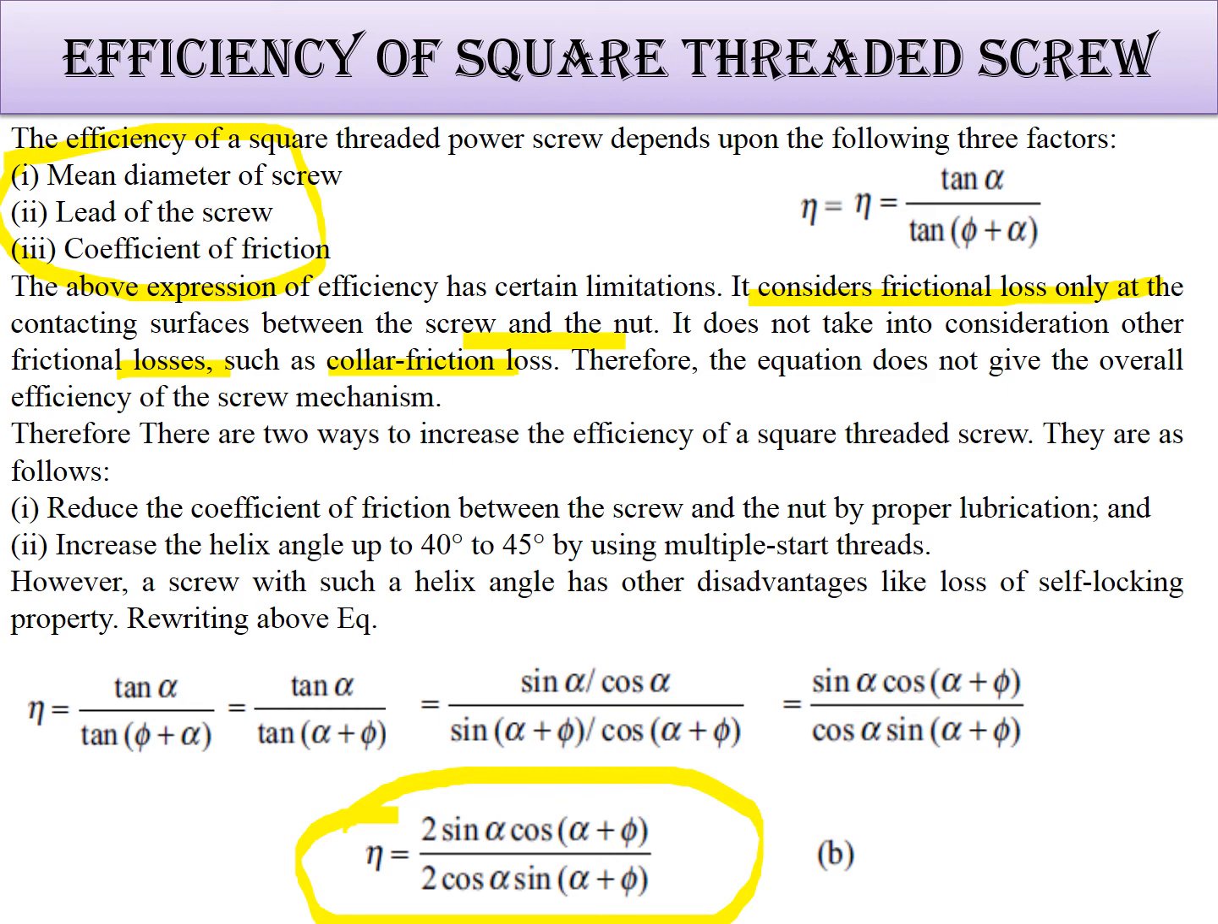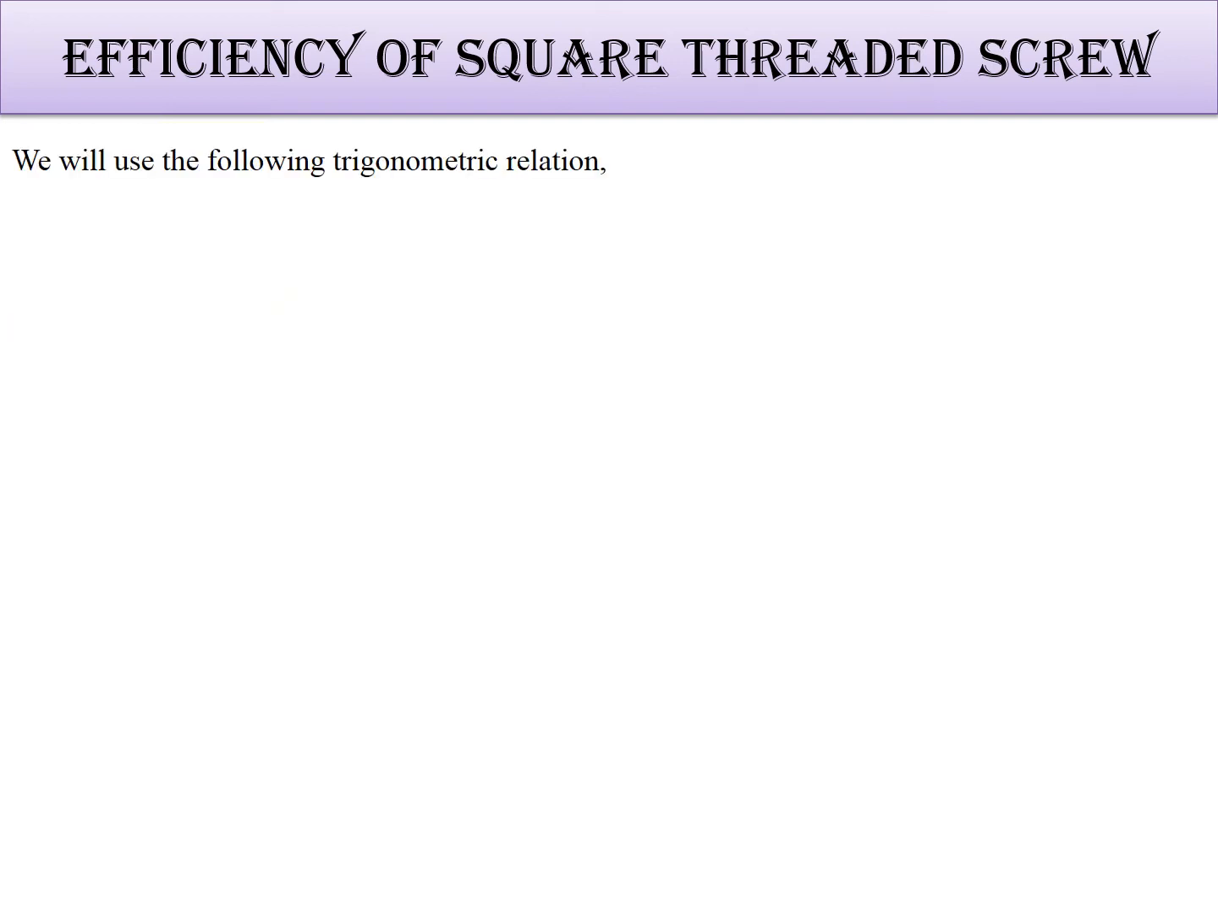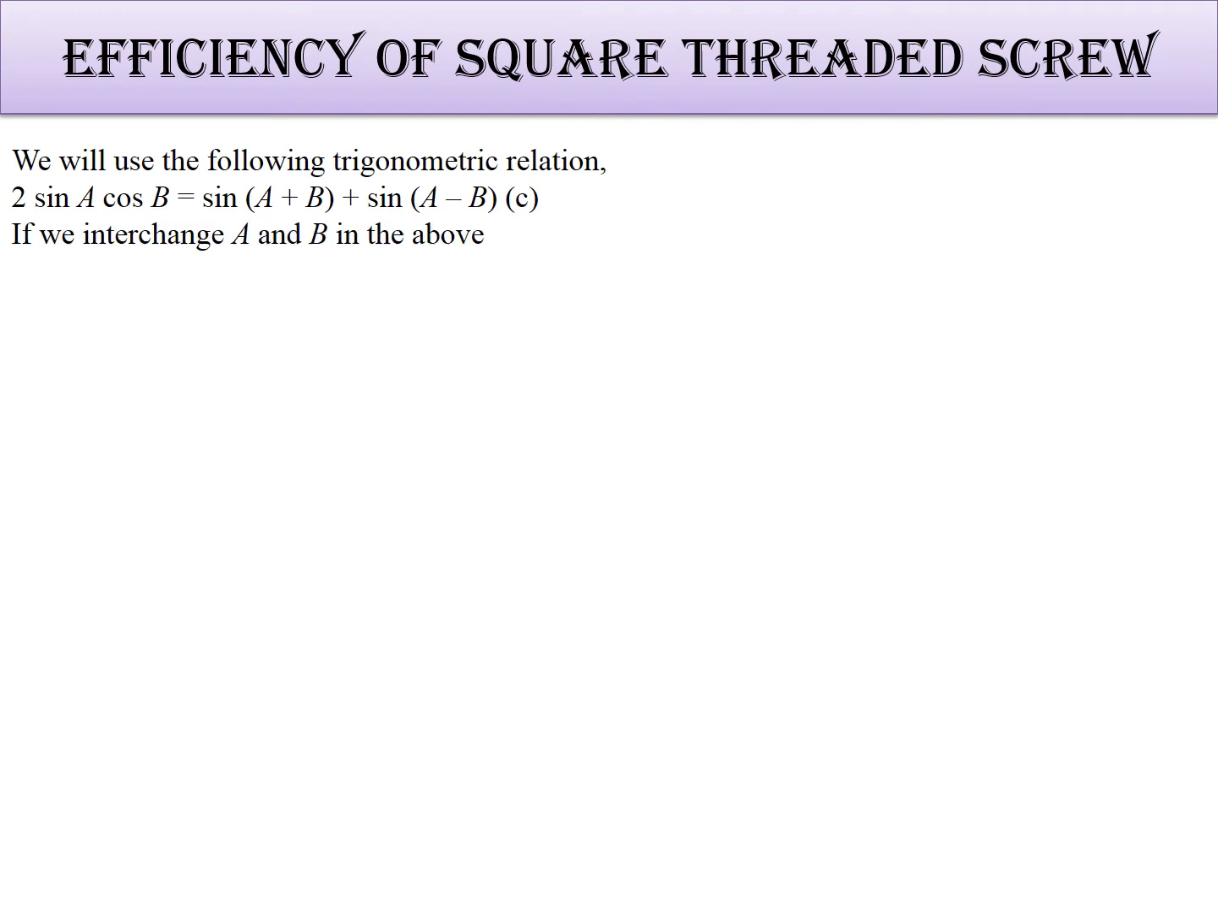So we get this equation here. Now this is the equation which is needed for the efficiency. The trigonometry relation which we are using here is this, because we know that it is difficult to remember the previous trigonometry relations which we have already learned in the 11th and 12th. So this is the equation which we use: 2 sine of a into cos of b is equal to sine of a plus b plus sine of a minus b.